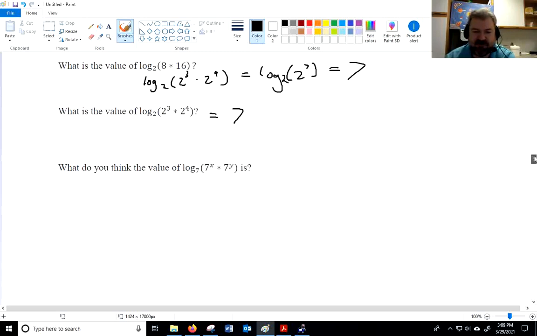What do I think the log base 7 of 7 to the x times 7 to the y is? Well, since we added the exponents before, we can probably just add them again. And that's what I wanted you to start thinking about.